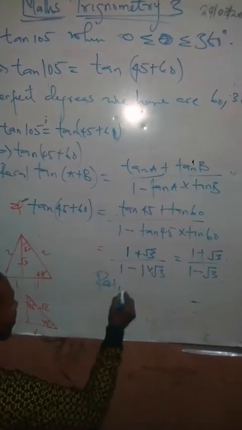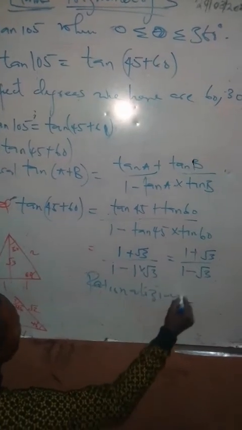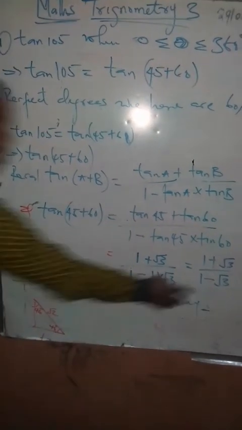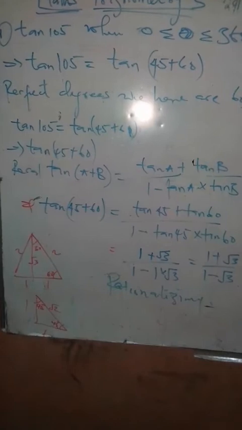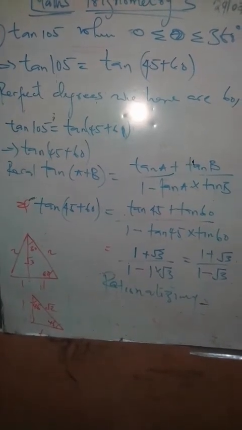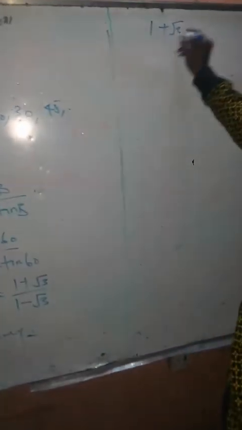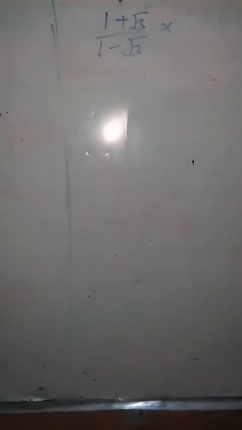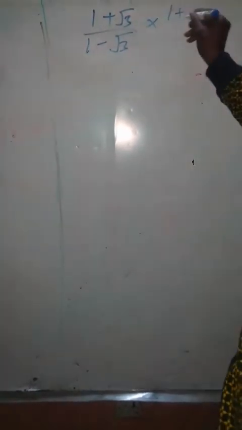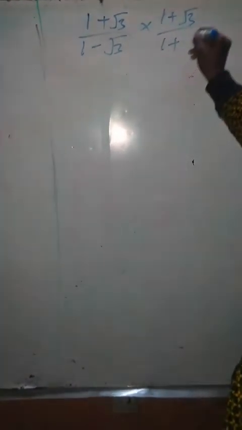So what is rationalizing? Rationalizing is just about removing or terminating a surd from the denominator. So let's see how we can do that. From here, we have 1 plus root 3 over 1 minus root 3. Rationalizing is multiplying the denominator and numerator by the denominator's conjugate. And what is the denominator's conjugate? It is 1 plus root 3.